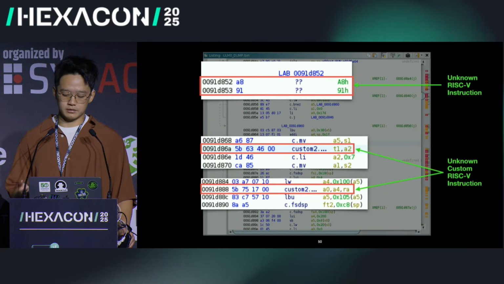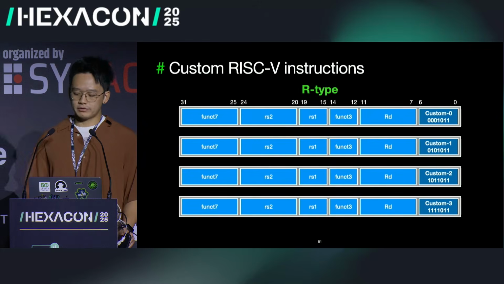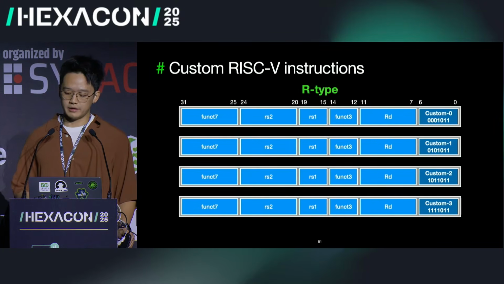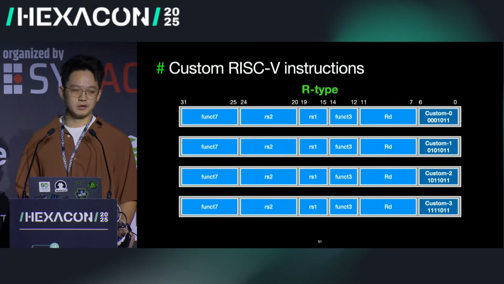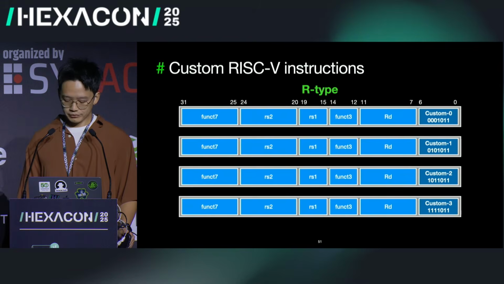Let's first look at the custom RISC-V instructions. RISC-V provides 4 instruction encoding spaces that can be customized. Vendors can use these spaces to design their own instructions. On this slide, we show the format of R-type custom instructions. Now, the question is, which vendor designed the custom instruction we see in Ghidra?